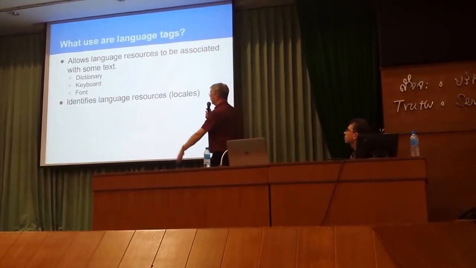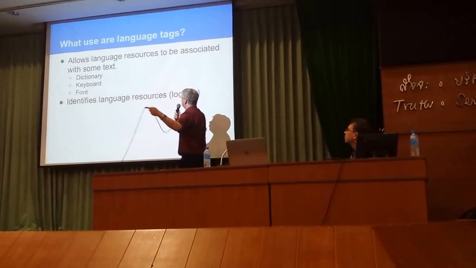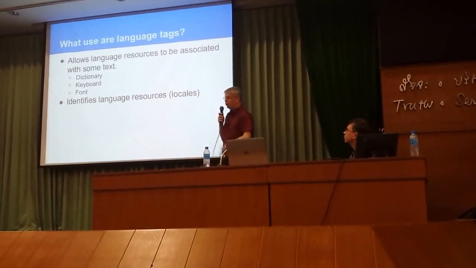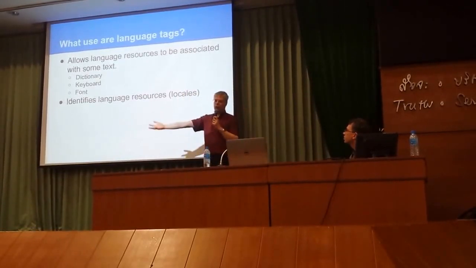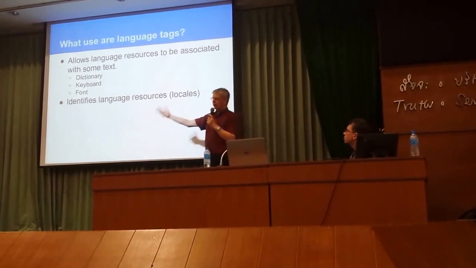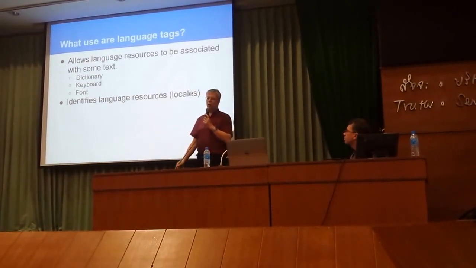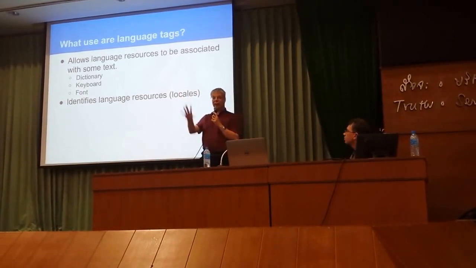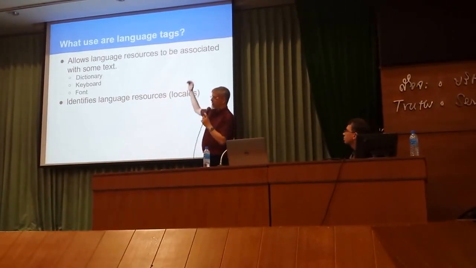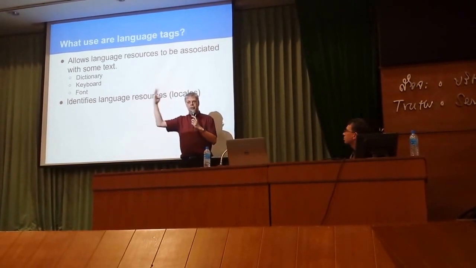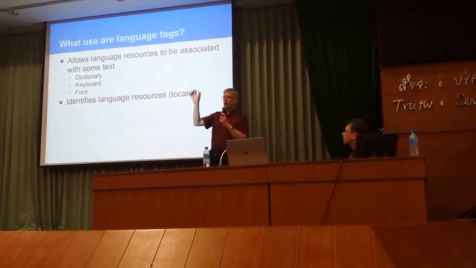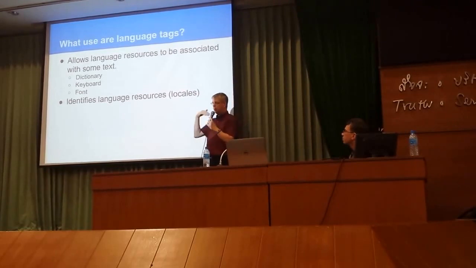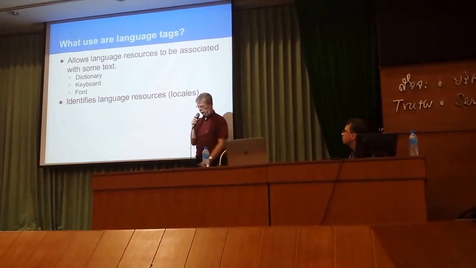Okay, so what use are language tags? Well, they allow language resources to be associated with some text. So you've got some text, you tag it with a language tag, and then a computing system can go to that and say, oh, I know what that language is, I can help you. I can provide a spelling dictionary, or a keyboard, or a font, or whatever it is, just based on knowledge about the tagging of that text. So you don't have to be constantly thinking about presentation, you can just be thinking about what the language of this text is. And of course, it's equally used to identify those language resources.